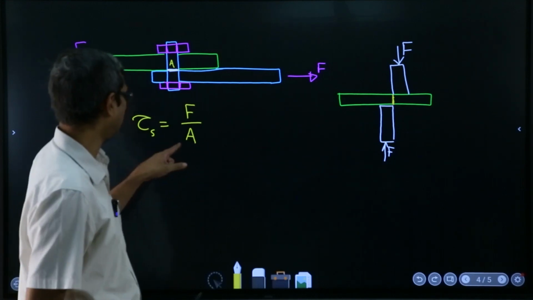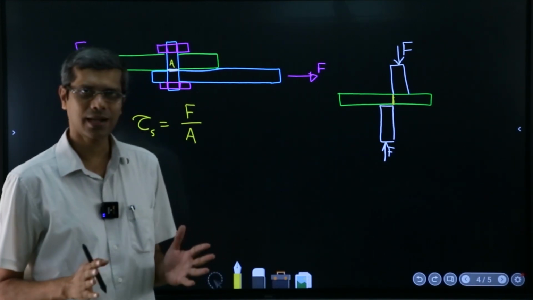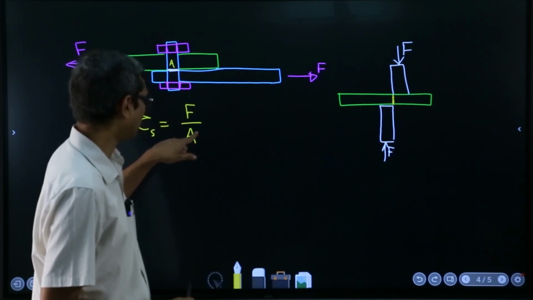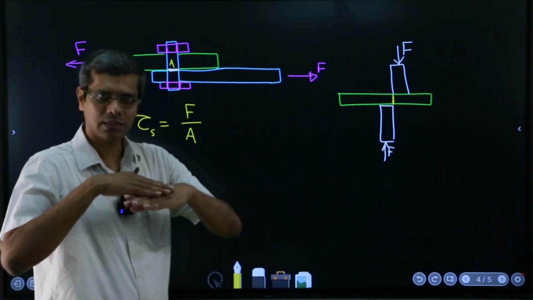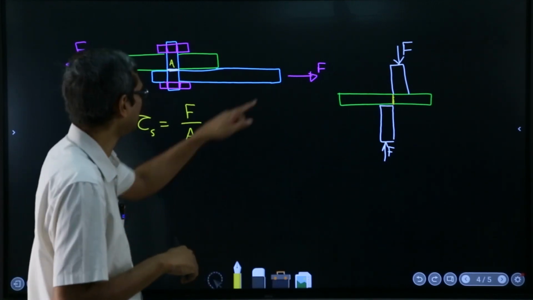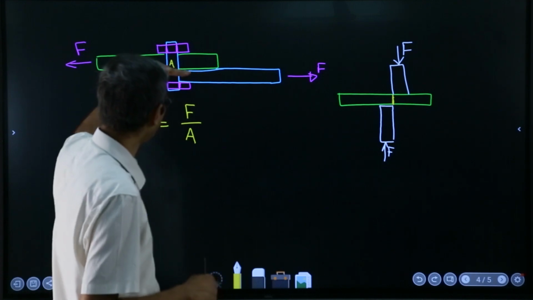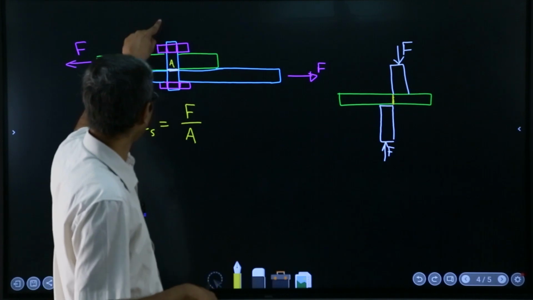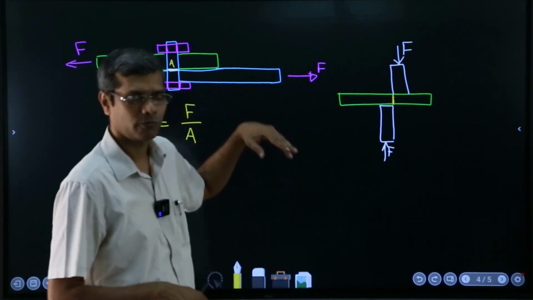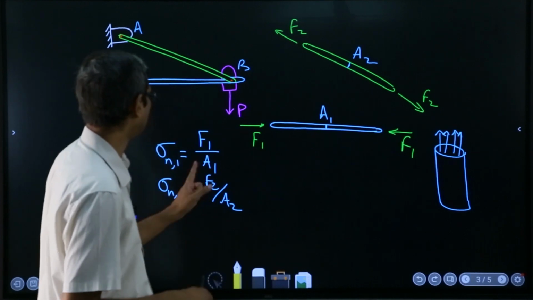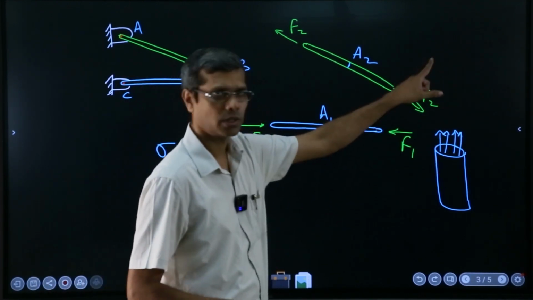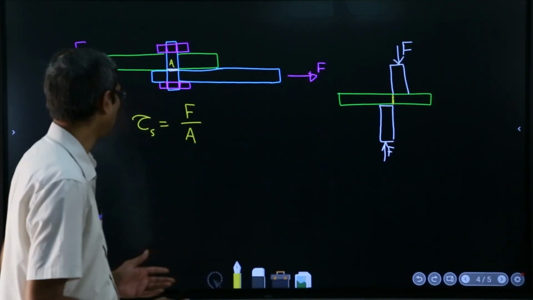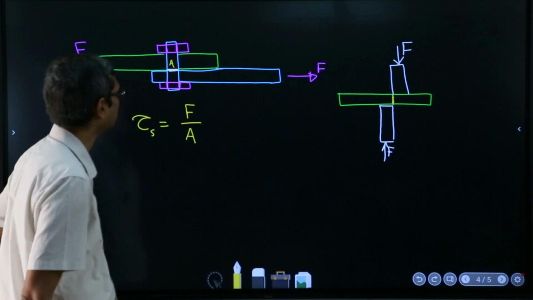Now if you compare this equation with the other one, the formula is exactly the same, force per area, but the difference is this force is applied on an area which is in the same plane as the force. The force lies on the plane in a way, so the normal to the area is normal to the force, as opposed to the earlier case where the normal to the area was in line with the force. So that's the difference between the normal stress and the shear stress.